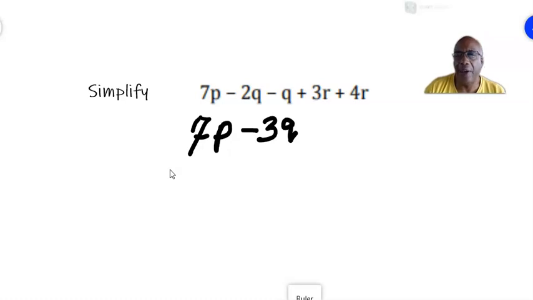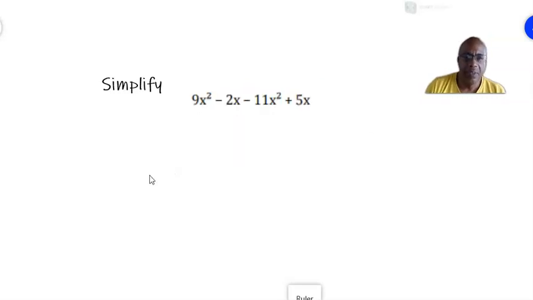And finally, r. I have plus 3r plus 4r. I'm adding like signs, so I add and I keep the plus sign. 4 plus 3 is 7. So this is 7r. And that is it. Let's do another example.